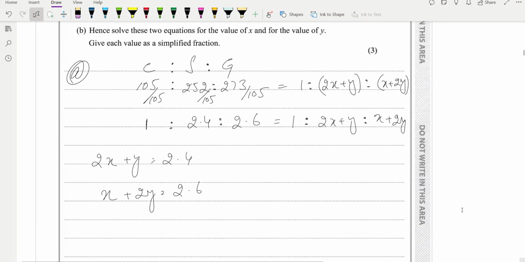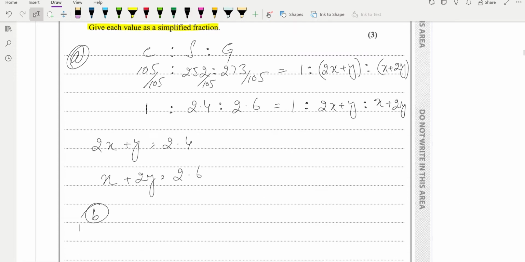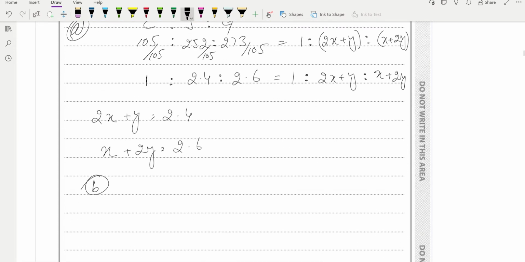Now for the B part: hence solve these two equations for the value of x and for the value of y. Give each value as a simplified fraction. So we will solve the two given equations which we have just formed, and to equalize the coefficients of x, I'll rewrite the equations. 2x plus y is equal to 2.4. This is our first equation, and the second equation is x plus 2y is equal to 2.6.